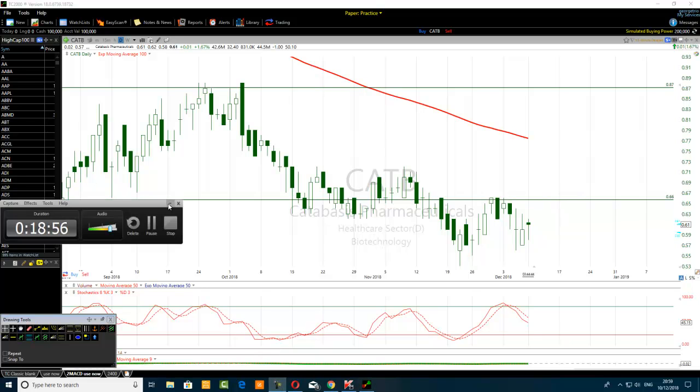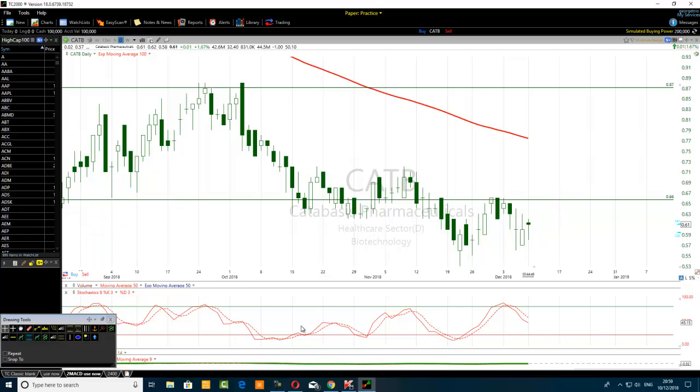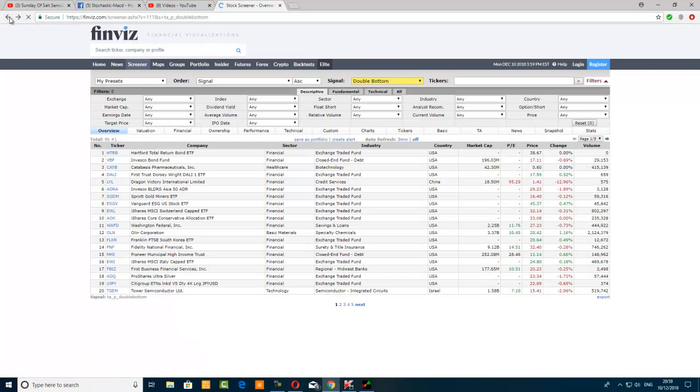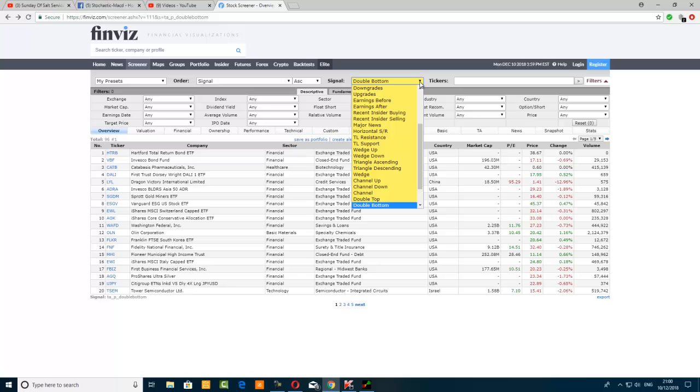You see now, 18 minutes gone already. This is what we are talking about. Finviz is free. If you're trading American stocks, you come there and click on the screener, and then you start selecting the signal that you want. Double top, double bottom, trend line resistance, very important, trend line support. There are also horizontal support and resistance levels. Here it is. You can use that also.